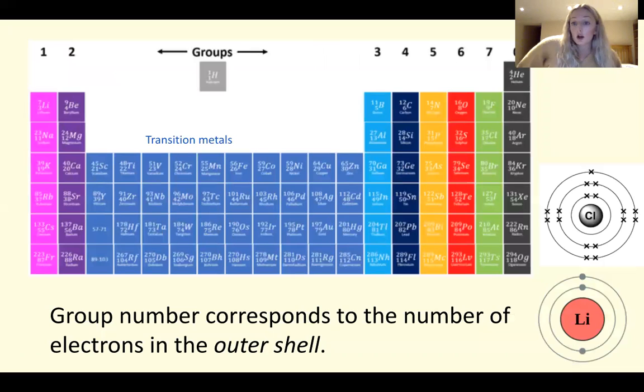Moving on, another question that caused a little bit of confusion as to how many groups there are. So there are 8 groups, and the group number corresponds to the number of electrons in the outer shell. Okay, so we can see here our diagrams of lithium. Lithium has 1 going around its outermost shell, and it's in group 1. Chlorine has 7 in its outermost shell, it's group 7.